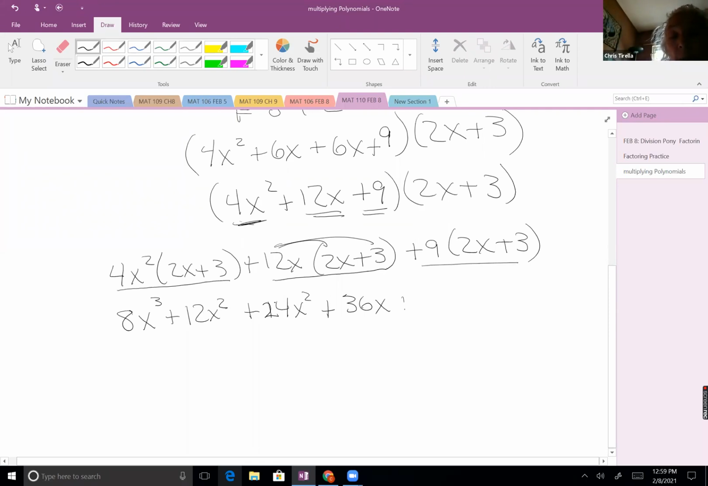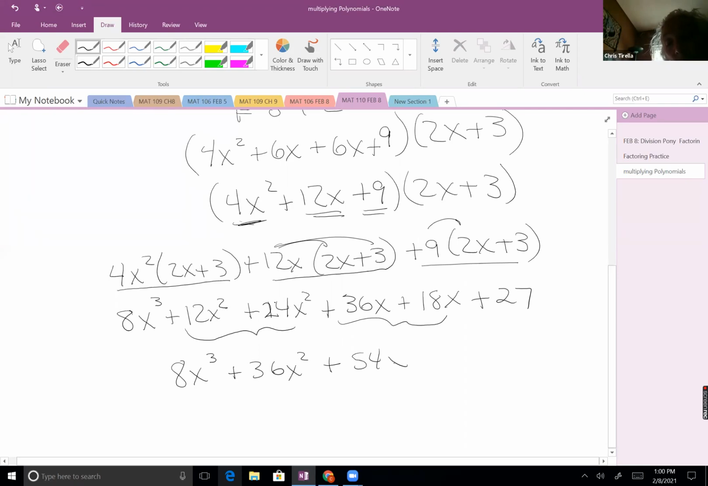And then from here, we have to add distributing 18x plus 27. And so now when we combine our like terms, our final answer is 8x to the third plus 36x squared plus 54x plus 27.